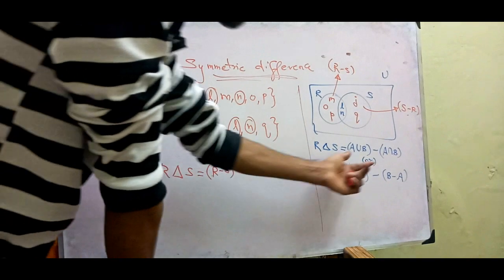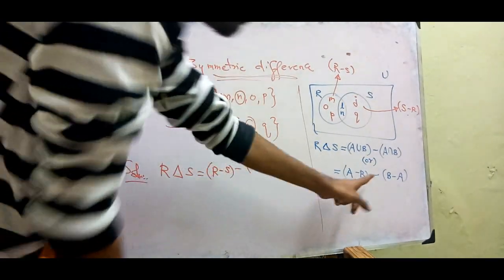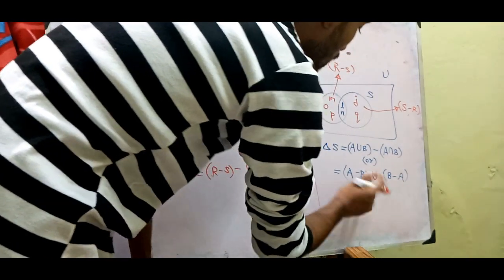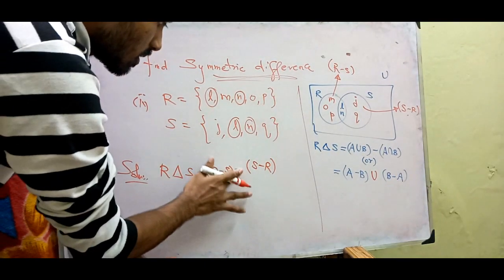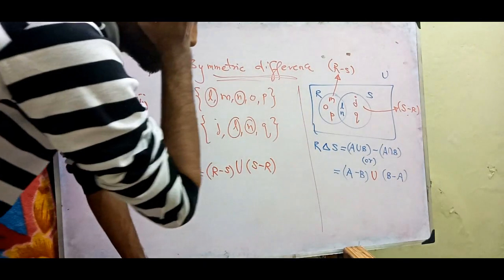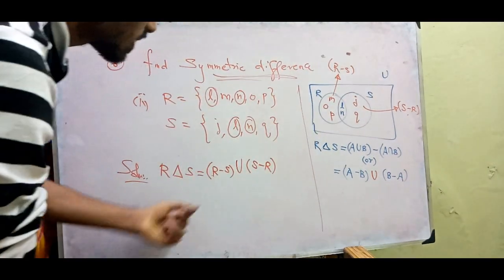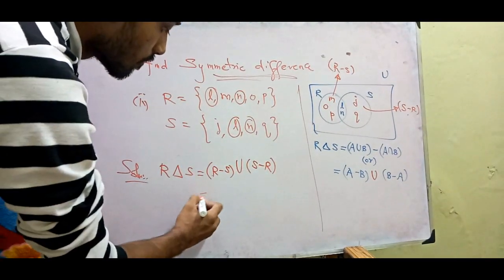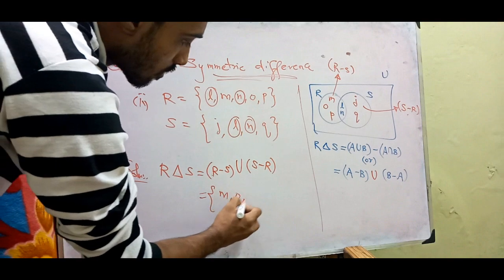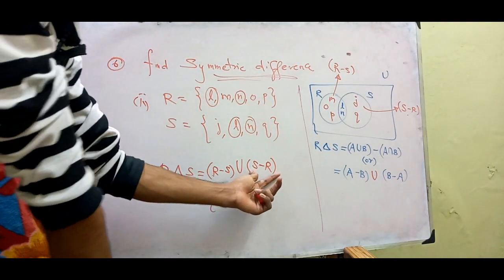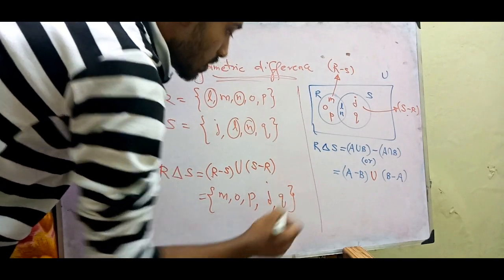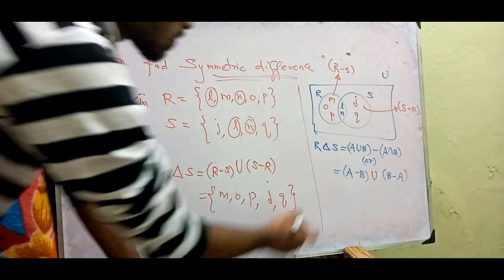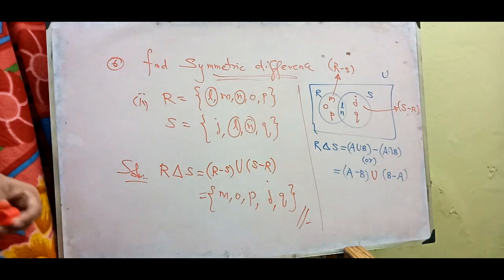You have to either union them, or you can take A union B minus A intersection B. Let us take the union. R minus S is nothing but M, O, P, and union S minus R is nothing but J, Q. So this is it. This was your answer for the sixth question.